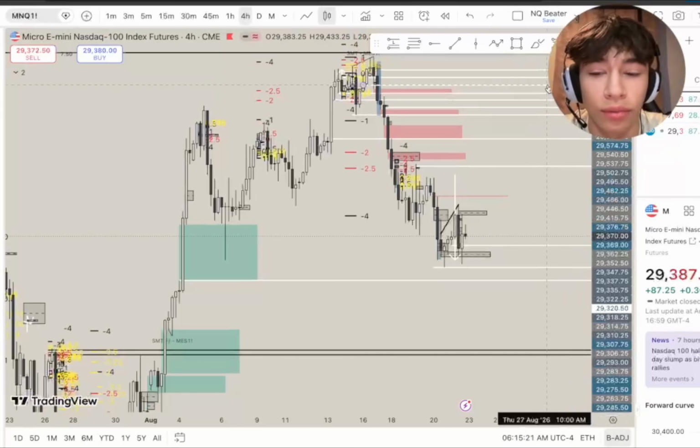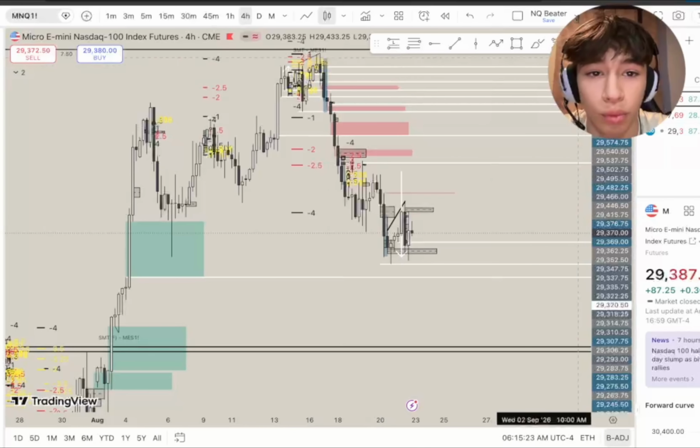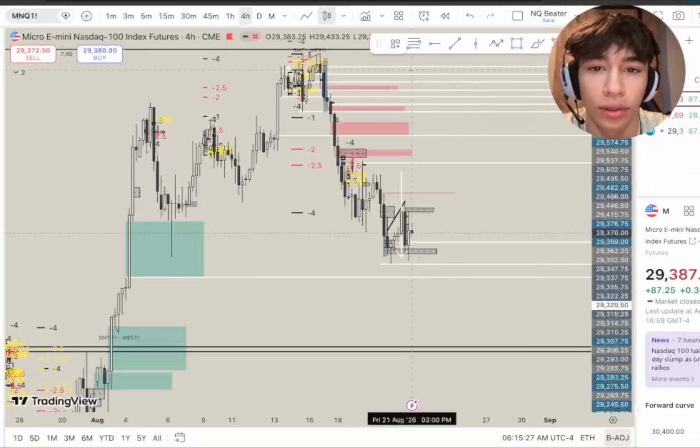The next thing you want to do is look for higher time frame gaps. Which ones have been filled, which ones need to be filled, and you want to look for lows. But we're going to get into the lows and liquidity sweeps later.